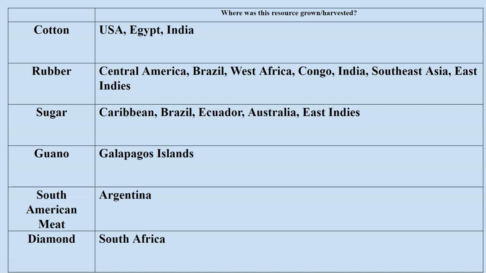But it was also produced in Central America, in Brazil in the Amazon, West Africa in the Congo rainforest, in India, Southeast Asia, and the East Indies. Rubber trees grow in rainforests, so you've got to have a rainforest for it really to be able to work.